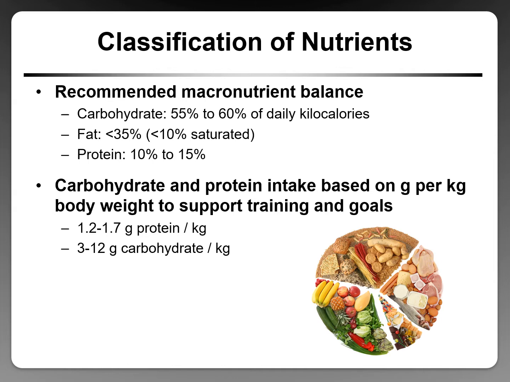If we look at carbohydrates and protein intake, a lot of these can be based on your current weight, and that weight is going to be per kilogram body weight. If we're looking at training goals, oftentimes, if we're trying to build muscle, you'd have your protein consumption up to 1.7 grams of protein per kilogram. So if you weighed 100 kilograms or 220 pounds, you would need 170 grams of protein. Likewise, we have a similar calculation that we can utilize for carbohydrate, 3 to 12 grams of carbohydrate per kilogram body weight.